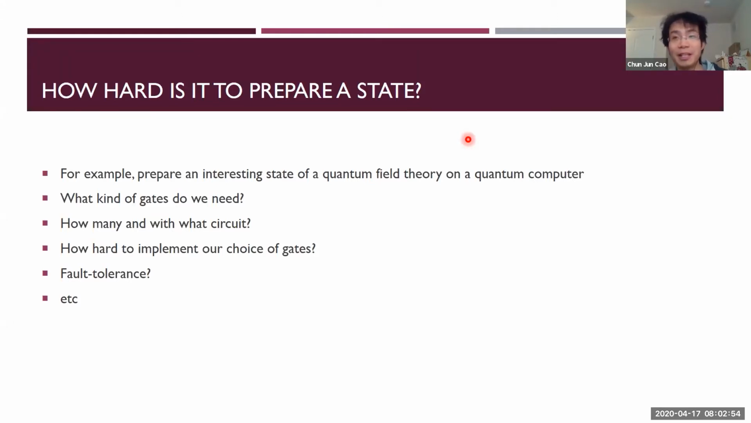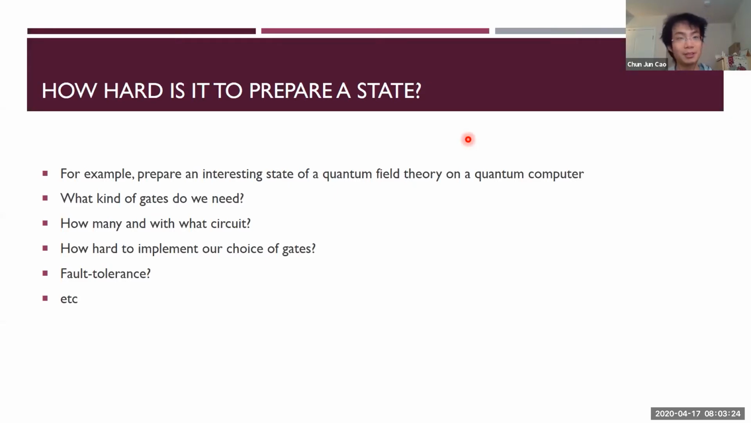for example, how do I even prepare an initial state on a quantum computer that's interesting, right? For example, you want to prepare a ground state of a field theory. What kind of gate set would you have to choose? How many gates and how do you place them in a circuit in order to construct a state like that? And how hard is it to implement these gates in the circuit? And can we do it with fault tolerance and so on and so forth? There are a lot of questions we have to answer.